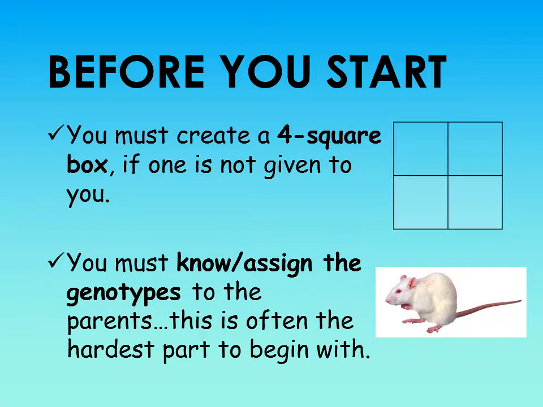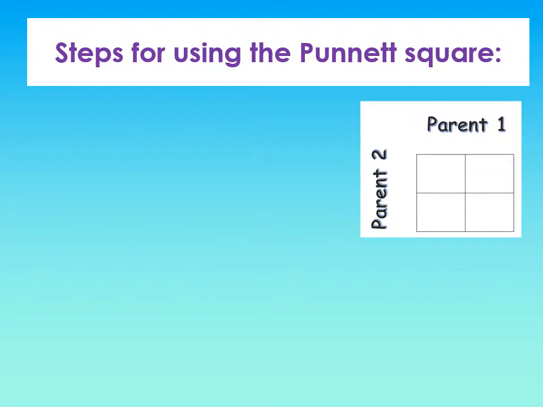So also, before you start to use a Punnett square, you have to create this 4-squared box if one's not given to you. And again, the most important thing is to know what's going on with the parents' genotypes. And if the language is hard for you, then that will be the hardest part of doing a Punnett square. So here are your steps. This is the first thing you're going to write.